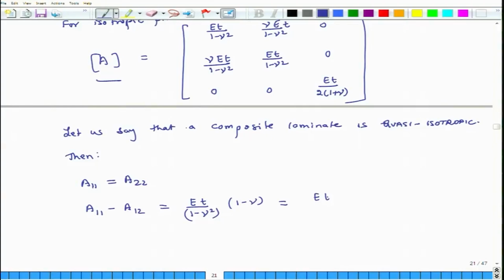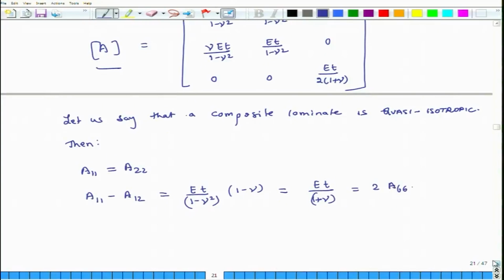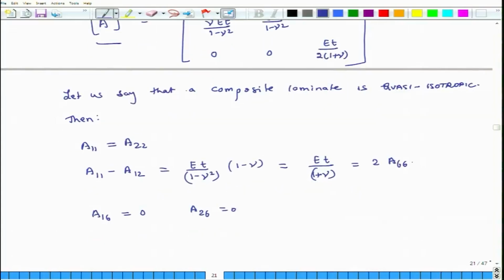So, it is E t divided by 1 plus nu, and this is nothing but twice of A66. So, if there is indeed a quasi-isotropic plate, what we have to ensure is that its A11 should be same as A22, and the difference between A11 and A12 should be twice of A66. And the third thing we have to ensure is that A16 should be 0 and A26 should be 0. Okay. So, these are the requirements.